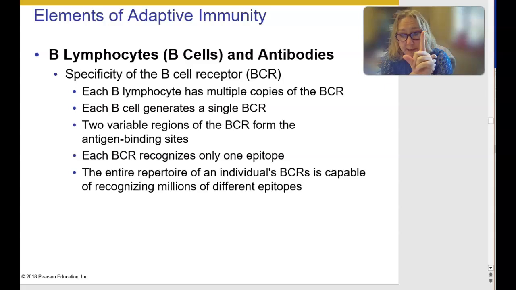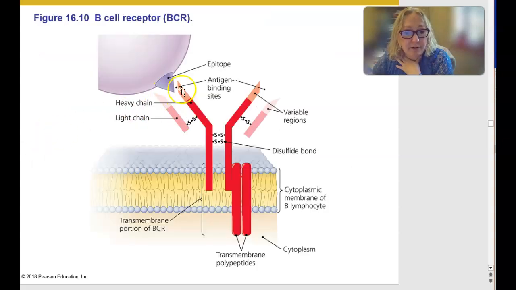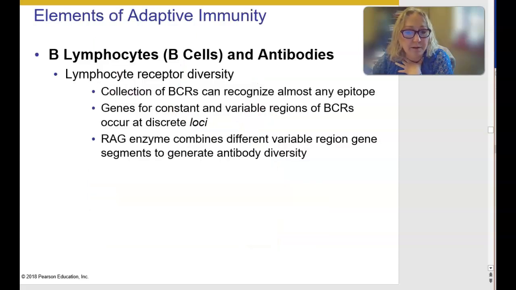You can only recognize one epitope, and the entire repertoire of receptors in an individual's B cells is capable of recognizing millions of different epitopes. So here's what that looks like. You have a little epitope here. This is the cytoplasm, and this is your cell membrane, just to orient you. Here are some sulfide bonds in between your antigen binding sites, and there's an epitope from an antigen. When you finally bind, you become an activated B cell. Yay!